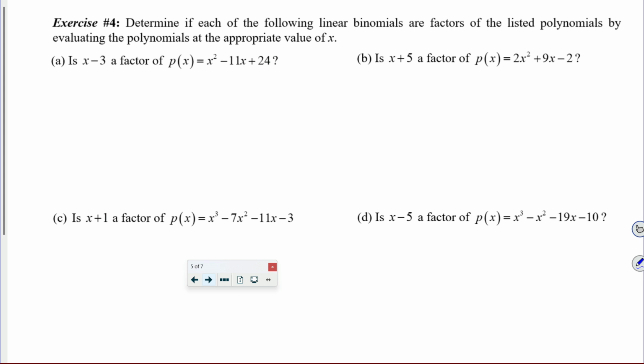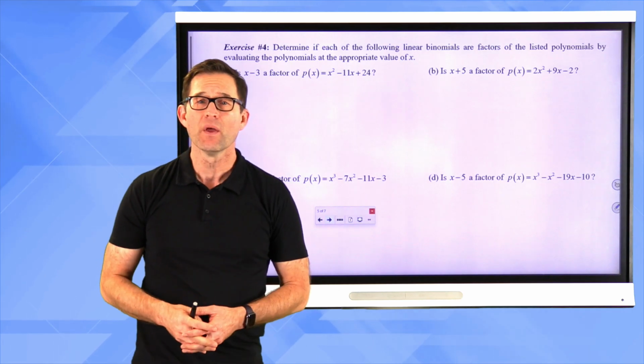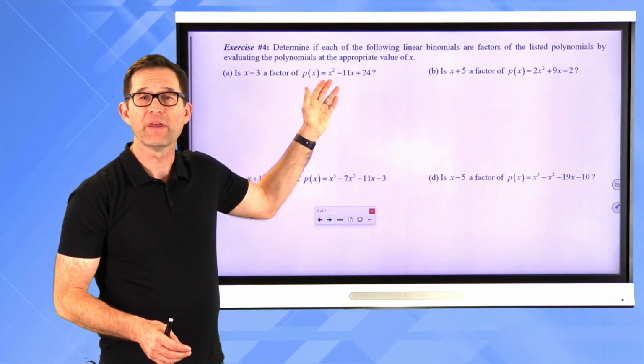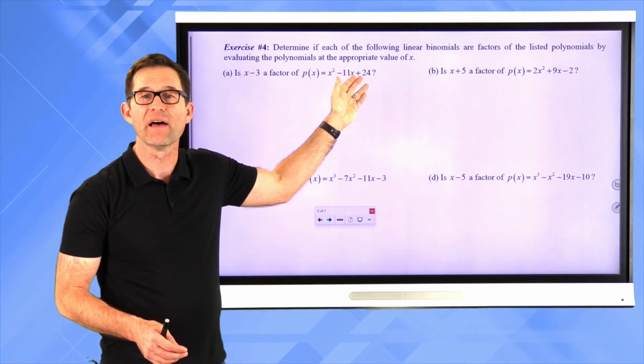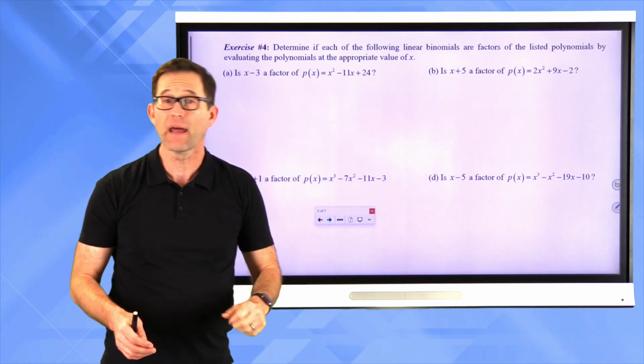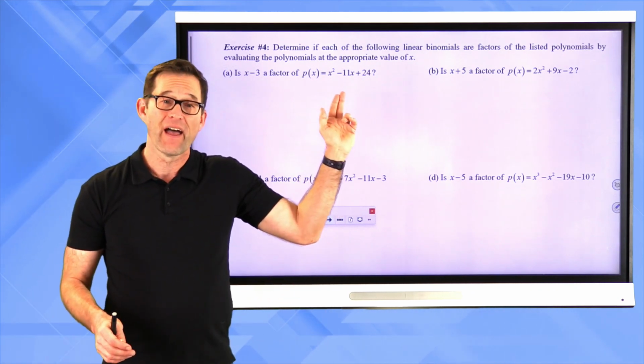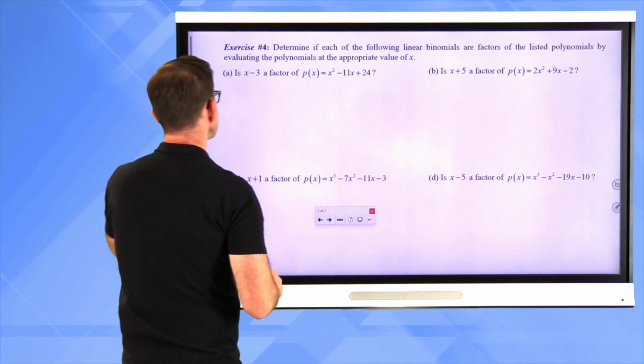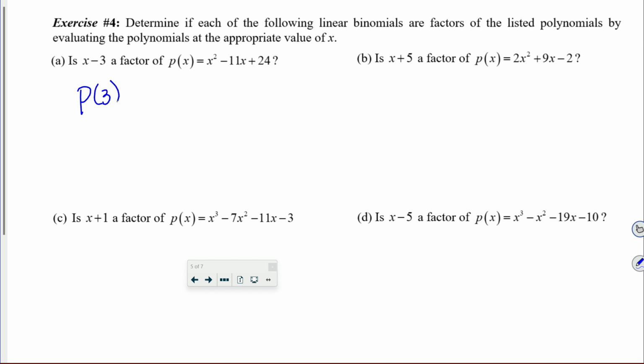Determine if each of the following linear binomials are factors of the listed polynomials by evaluating the polynomials at the appropriate value of x. All right, so, is x minus 3, in letter A, a factor of p of x equals x squared minus 11x plus 24? Okay, now one way to do that is to try to factor x squared minus 11x plus 24. But the other way to figure it out is to say, all right, well, what is P of 3? Now, kind of like doing this long ways, 3 squared minus 11 times 3 plus 24.